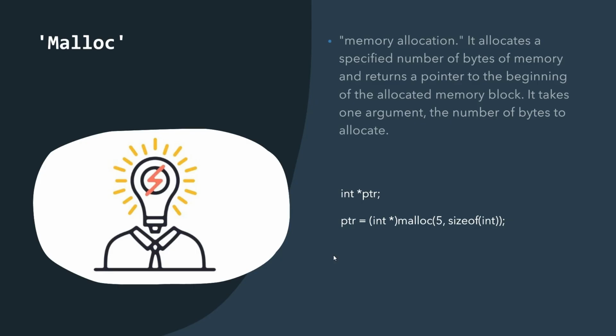Malloc, number one, the memory allocation. It allocates a specific number of bytes of memory and returns a pointer to the beginning of the allocated memory block. It takes one argument, the number of bytes to allocate. As you see, we have a little example here. We have our pointer, and in the malloc we see that this statement allocates memory for 5 integers.